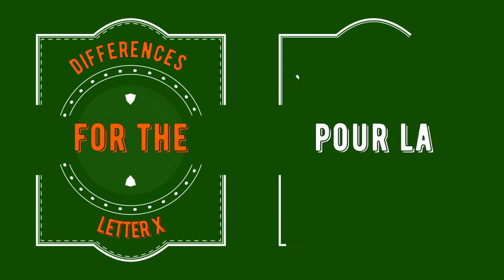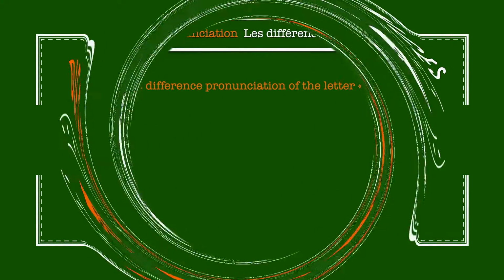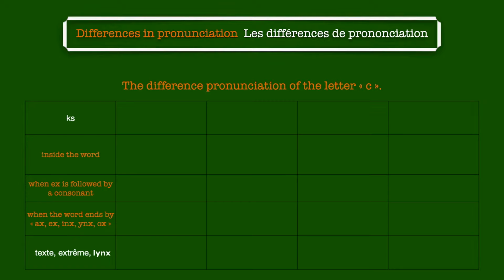Another letter where there are different possible pronunciations is the letter X. There are 5 different pronunciations depending on the cases. Here is the first pronunciation of the X letter. There are different reasons why we pronounce it that way. When the X letter is inside the word, when X is followed by a consonant, or when the word ends by the 5 terminations shown. So, examples of those situations are Texte, extrême, lynx.